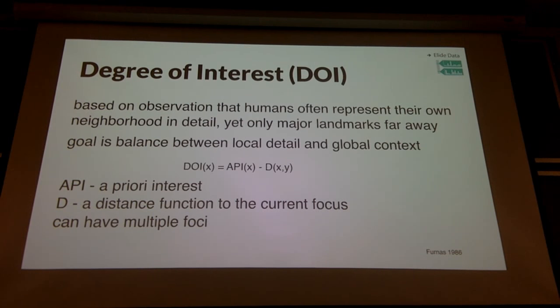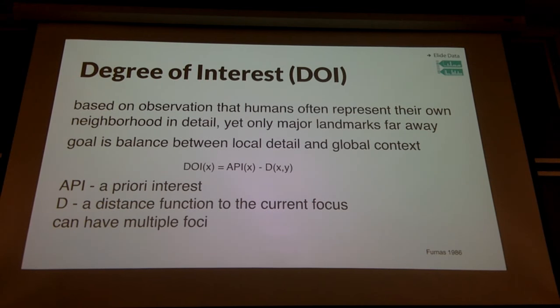A quite important concept here, especially historically important, is degree of interest. And degree of interest is defined based on two terms. If I have a data set, I can define for every item how interesting it is. And I use two terms for that. It's a priori interest, how important is this element in the first place, and the distance from where I'm currently looking. And the degree of interest, at least according to this definition by Furnas, is a term that combines the two, this a priori interest and the distance.